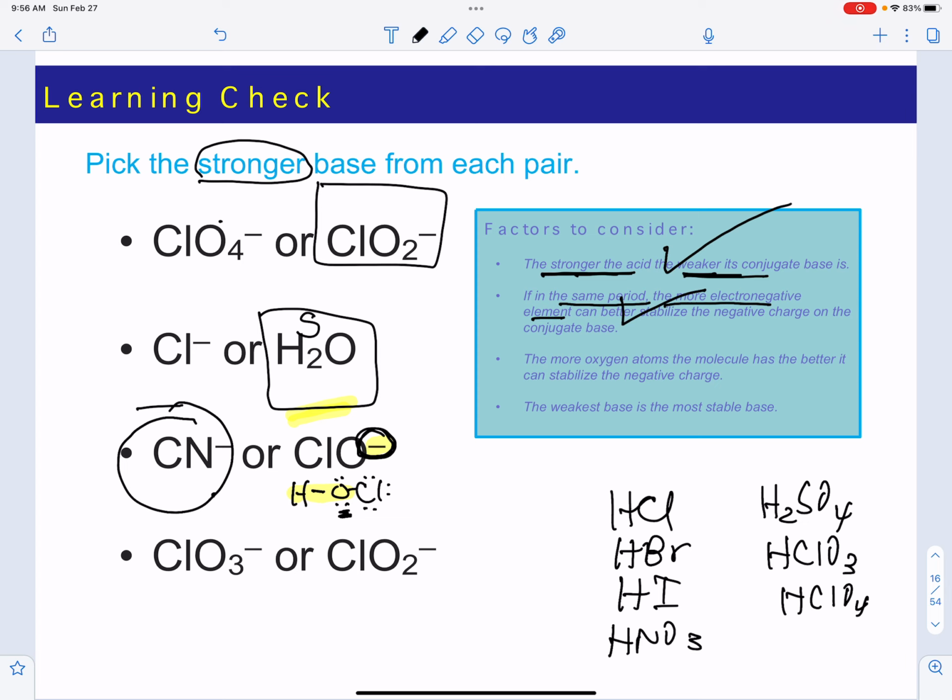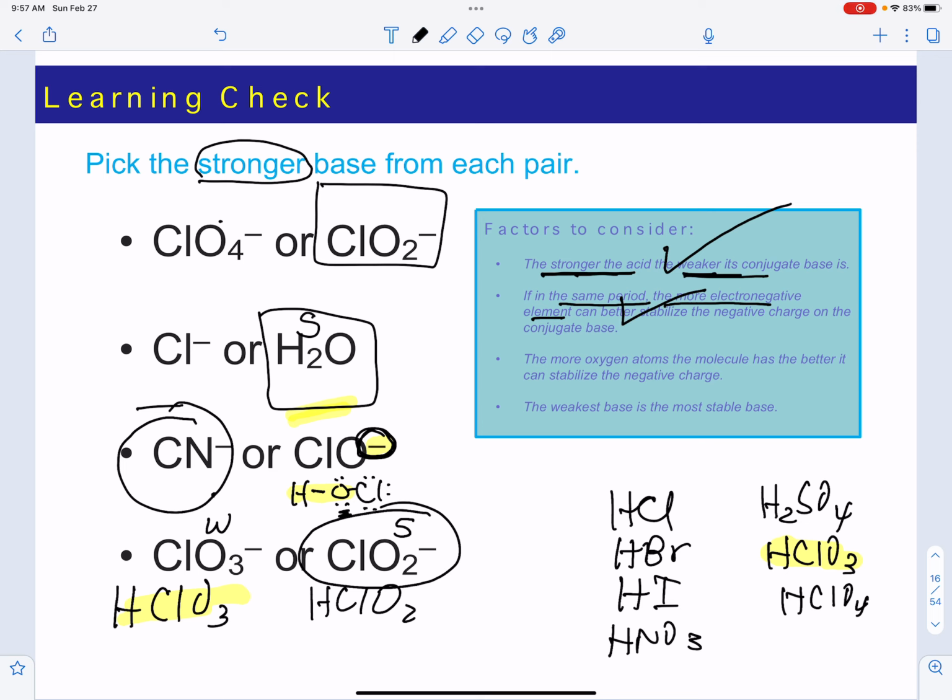And now let's do the last one. The last one, the conjugate acid is going to be HClO3. And the other one is going to be HClO2. Immediately you can say, this one is one of the strong ones. So this is going to be the weaker base, and this will be the stronger base. So that was simple. You basically recognized that the conjugate acid was a strong one, so the weakest base.